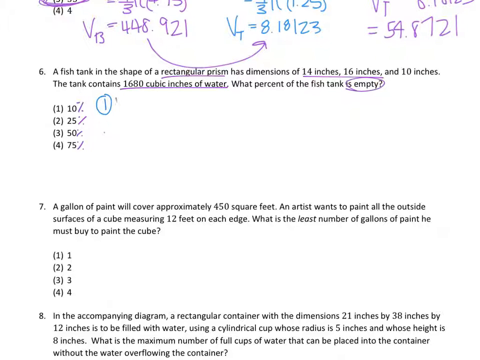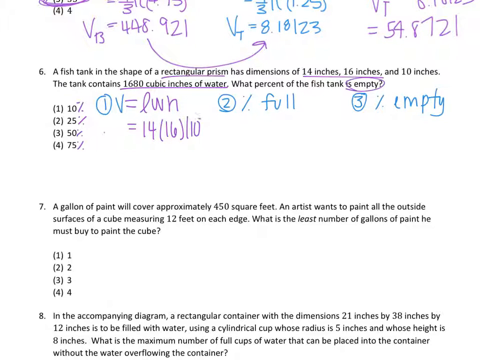Our first step is to figure out the volume. Second step will be to figure out the percent that's full. And then third step will be to figure out the percent that's empty. Remember, this is a rectangular prism. Volume of a rectangular prism is a formula you must memorize. It's a nice easy one: length times width times height. So we have 14 times 16 times 10. When you type that in the calculator, we get 2,240. So this is the entire volume, meaning the whole.